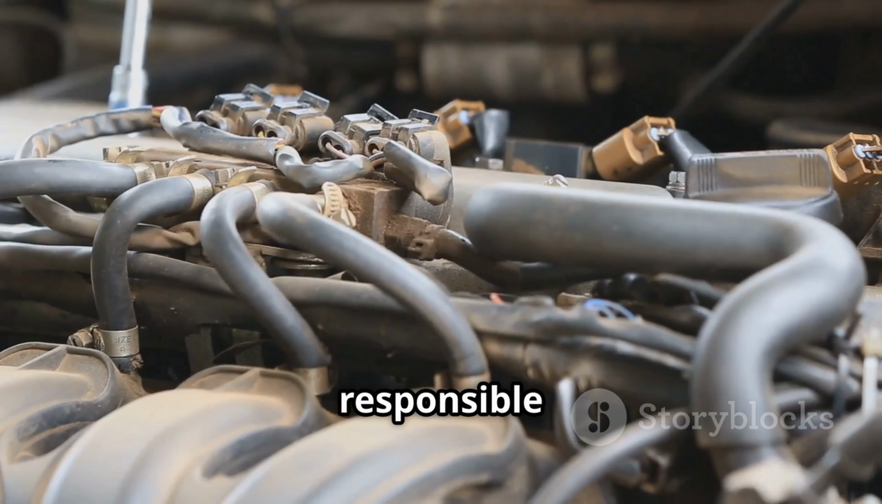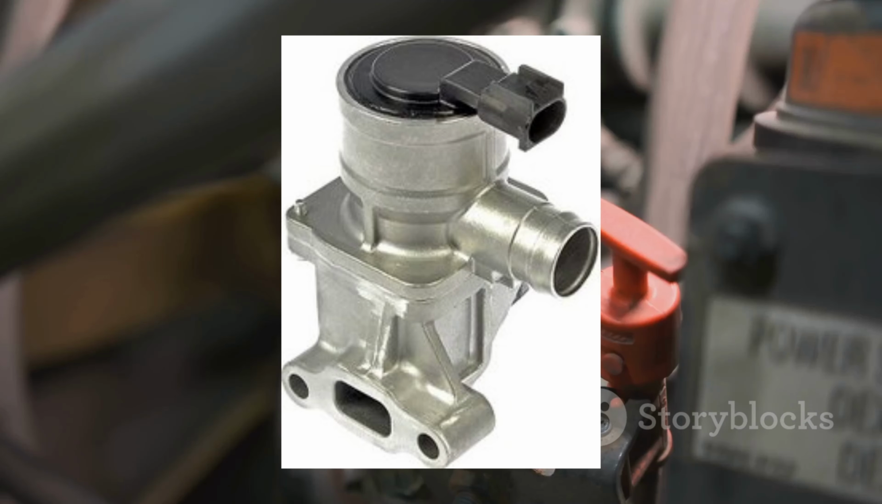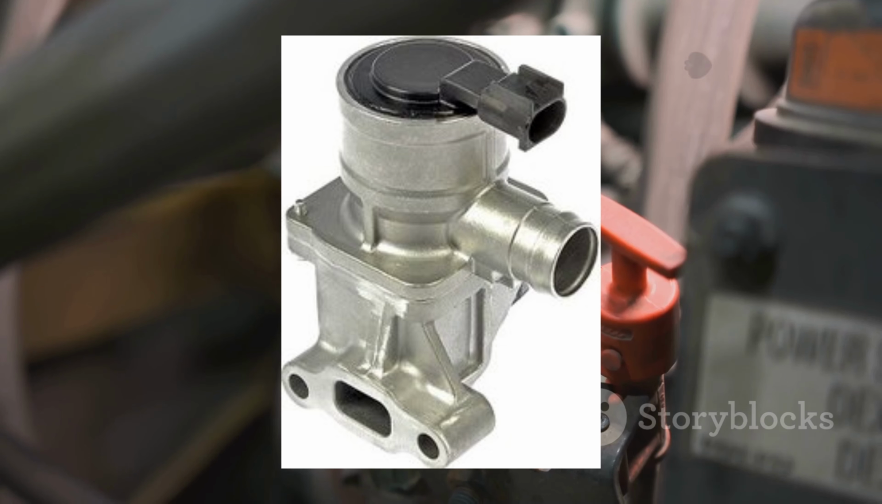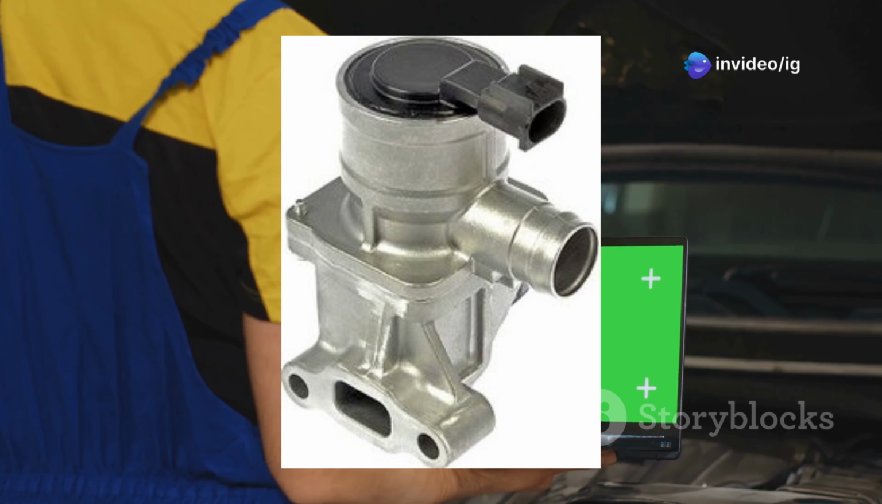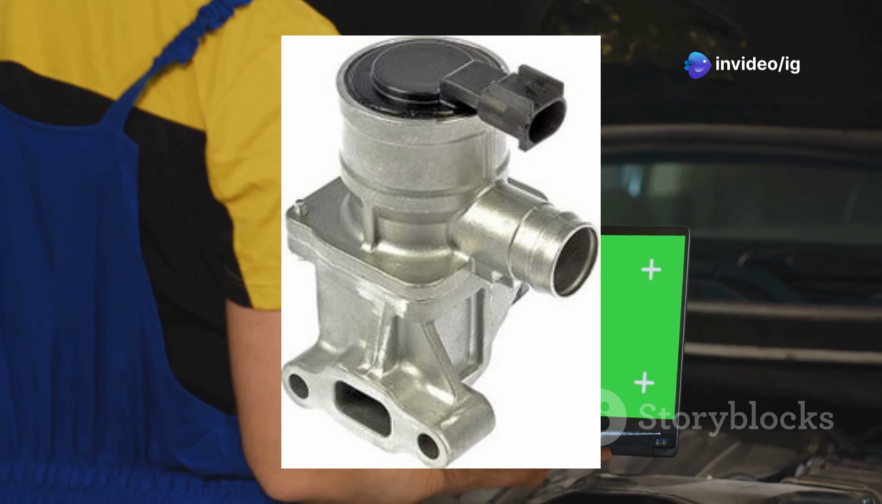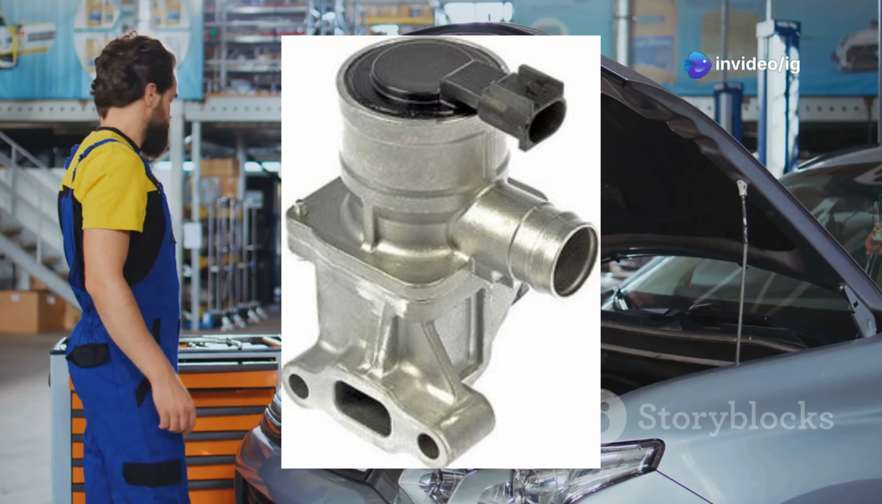The switching valve is responsible for opening and closing airflow between the SAI pump and the exhaust manifold. If the ECU detects an open circuit in the switching valve, it triggers P0413.